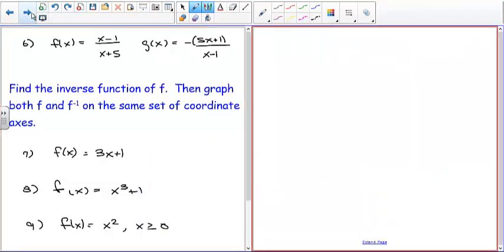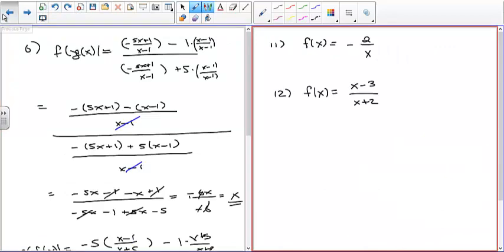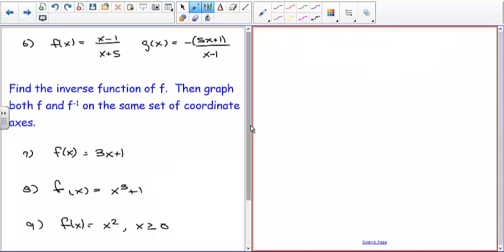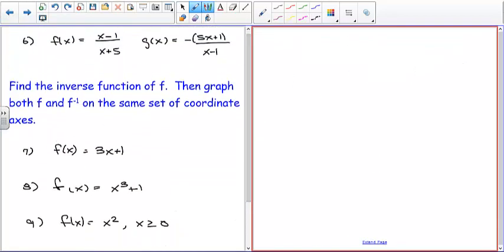Okay, the next problems are finding the inverse function given the function. So we've got 7. So the way it works is you have f of x is 3x plus 1. For f of x, you put in y, like that. And then you switch. So y becomes x, and x becomes y. And then you solve for y.